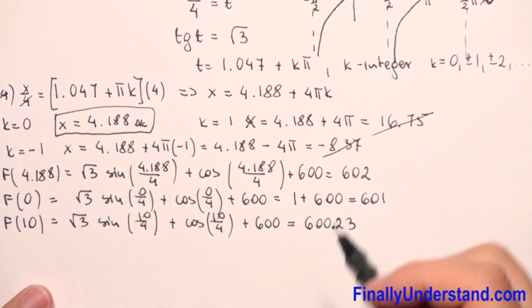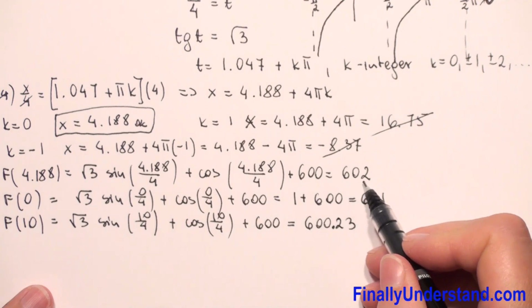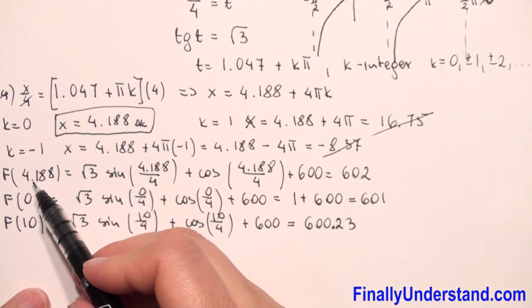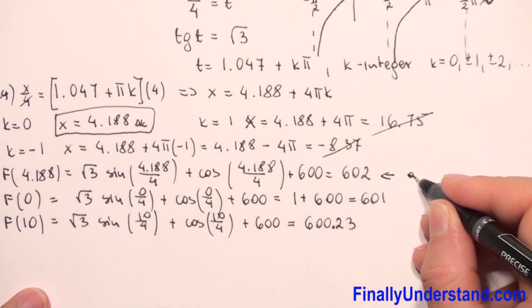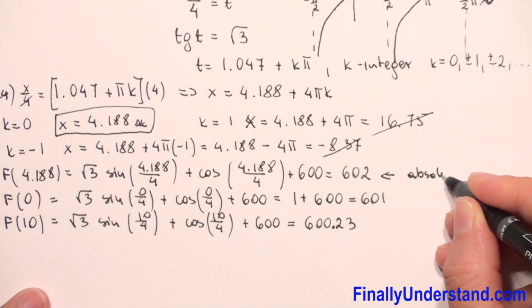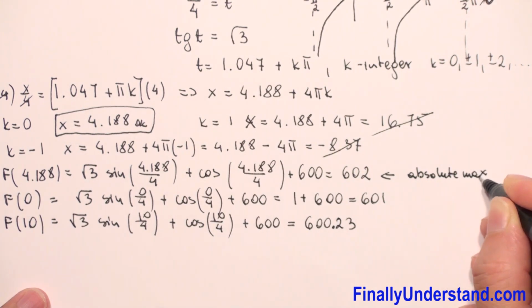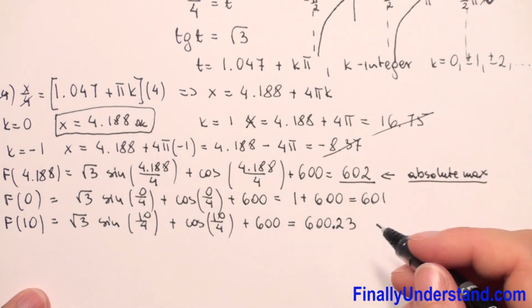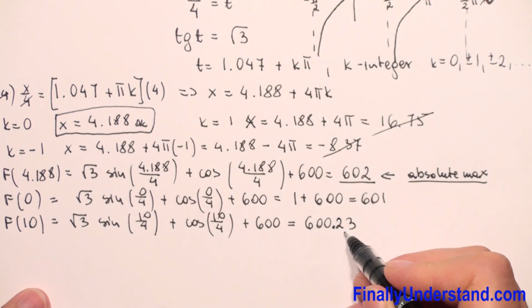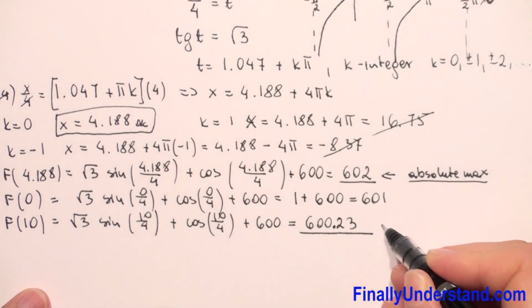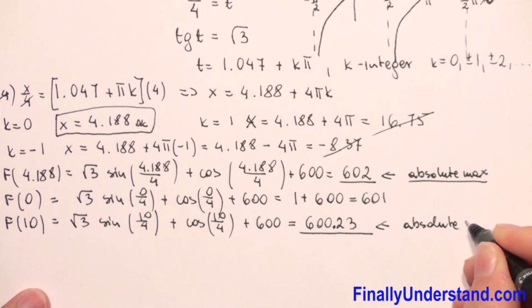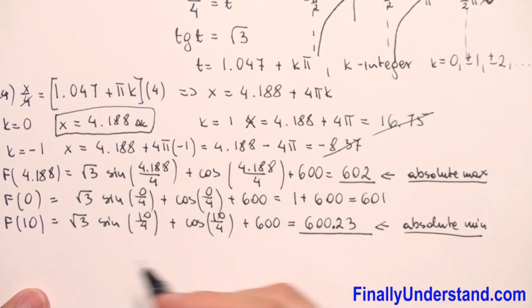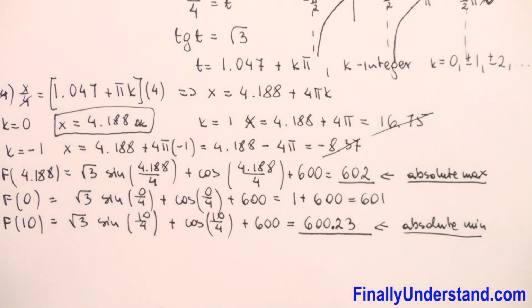So now we have to choose the largest value. The largest value is 602 for x equal 4.188. This is our absolute maximum. And the smallest is 600.23. This is our absolute minimum for x equals 10. So this is my solution.